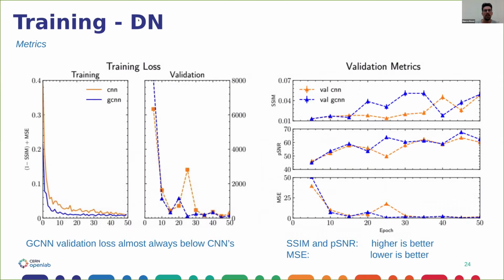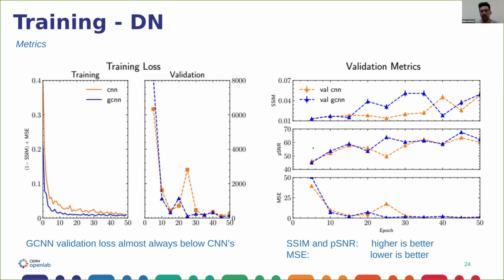What about the denoising training? So we train the ROI block first, then use the pre-trained ROI block to be loaded into the denoising block, and then train everything together with the custom loss function. As you can see here, the GCNN and CNN are quite well behaved on training. But the GCNN validation loss is almost always below the CNN one.